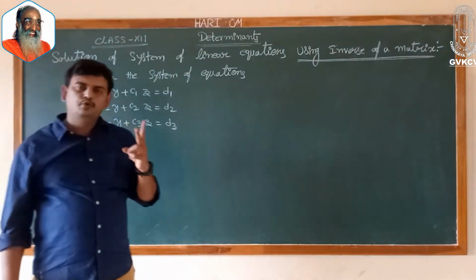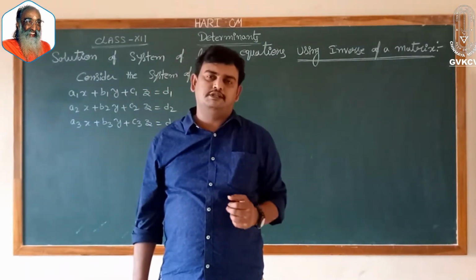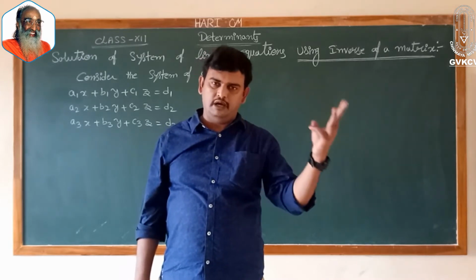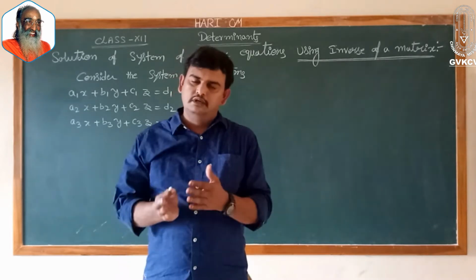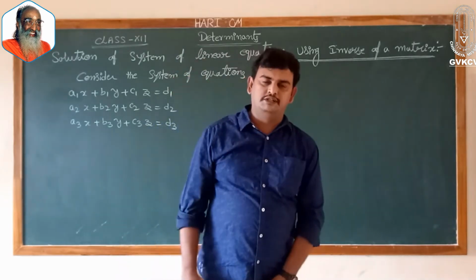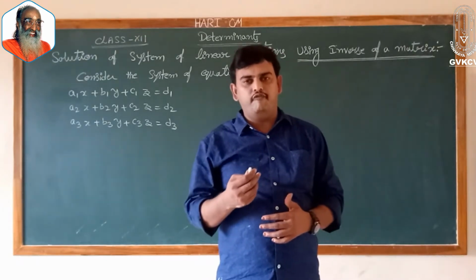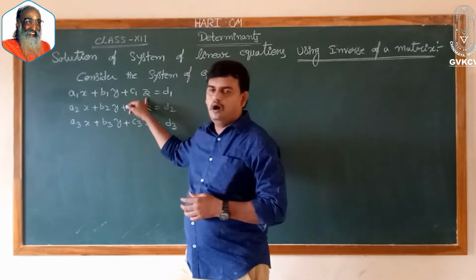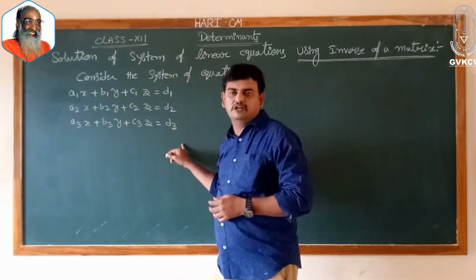When we are talking about 2 variables x and y, you will have only 2 equations. When we are talking about 3 variables, you will have 3 equations. When we are talking about 4 variables, definitely we have 4 equations. So the number of equations depends on the number of variables. When we have x, y, z or 3 variables, certainly you will have 3 equations.